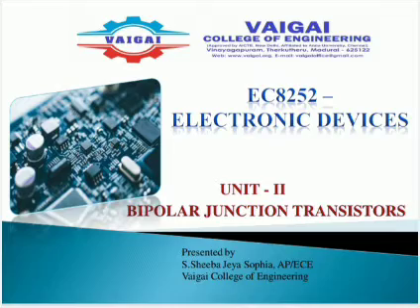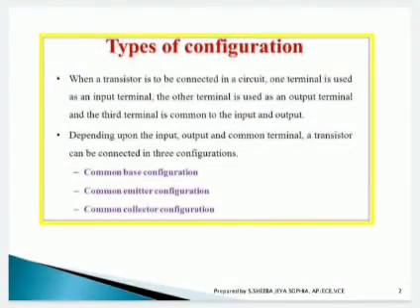In this session, we are going to discuss the types of configurations available in transistors. When a transistor is to be connected in a circuit, one terminal is used as an input terminal, the other terminal is used as an output terminal, and the third one is common to the input and output. Depending upon the input, output, and common terminal, a transistor can be connected in three basic configurations. Number 1, common base configuration. Number 2, common emitter configuration. And number 3, common collector configuration.